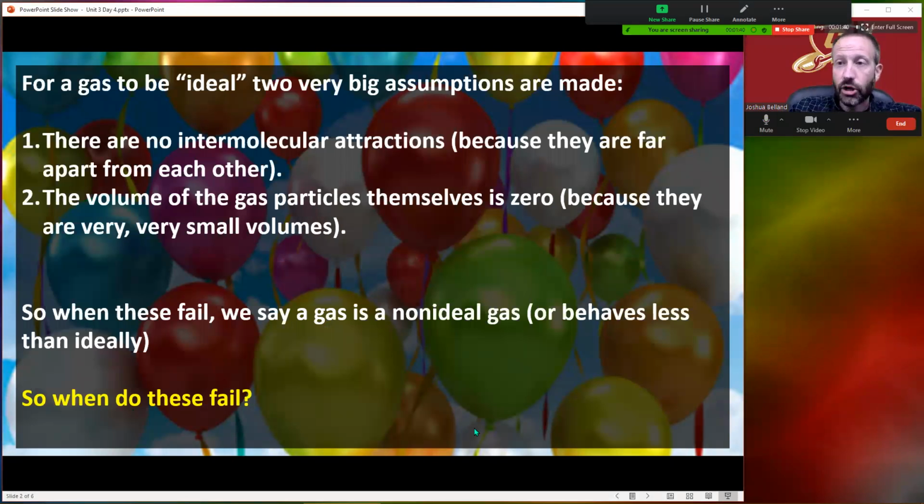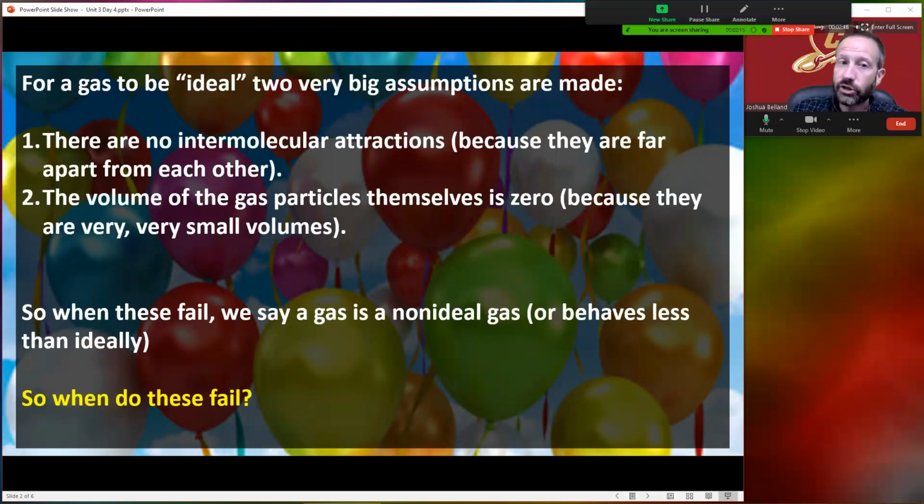Okay, so let's start at the beginning. For gases to be ideal, we as chemists have to make two very big assumptions. We are going to assume there's no intermolecular attractions. So as they're roaming around, this particle here is not attracting this particle here, okay? And that's usually a pretty safe assumption as they're pretty far apart. Like magnets, the farther apart you get them, the weaker they pull on each other, right? Coulomb's law again. Distance, inverse square of the distance.